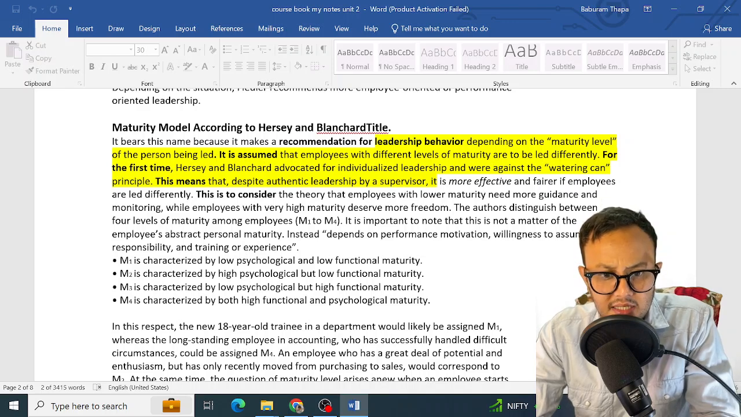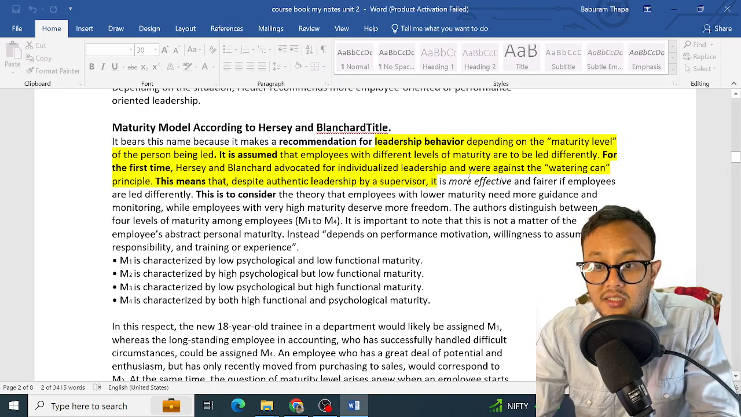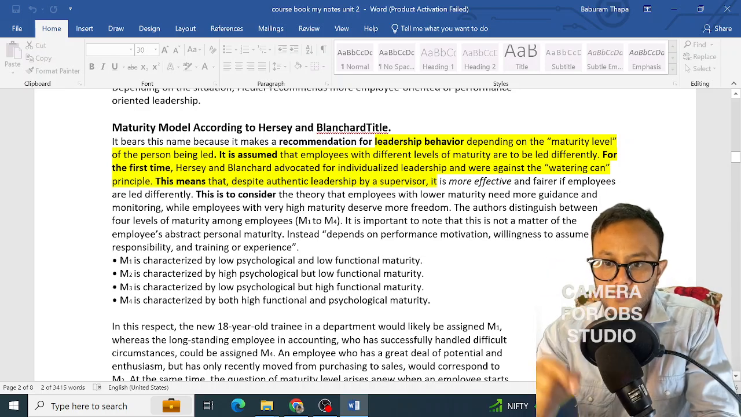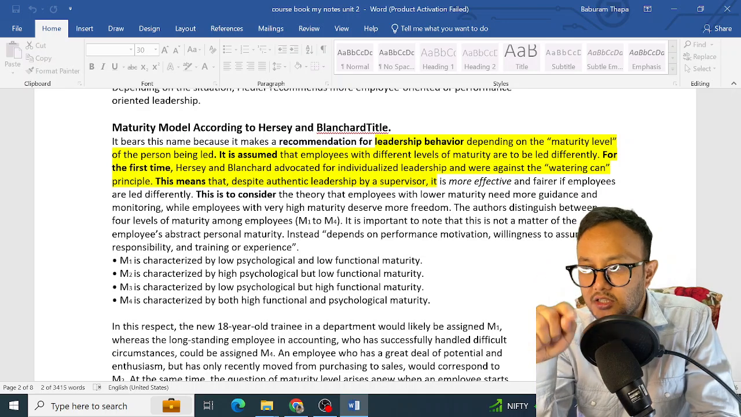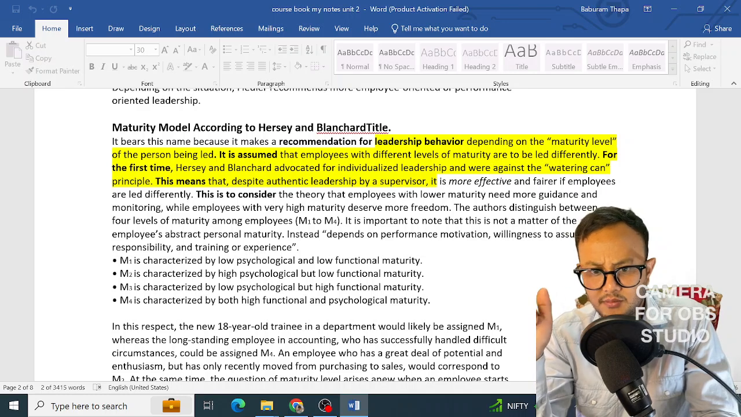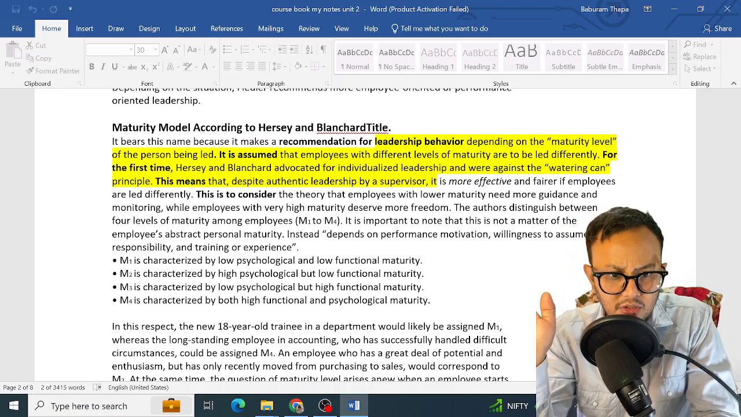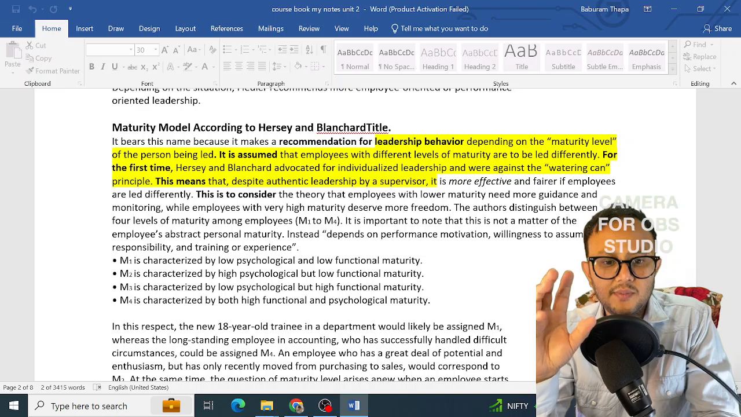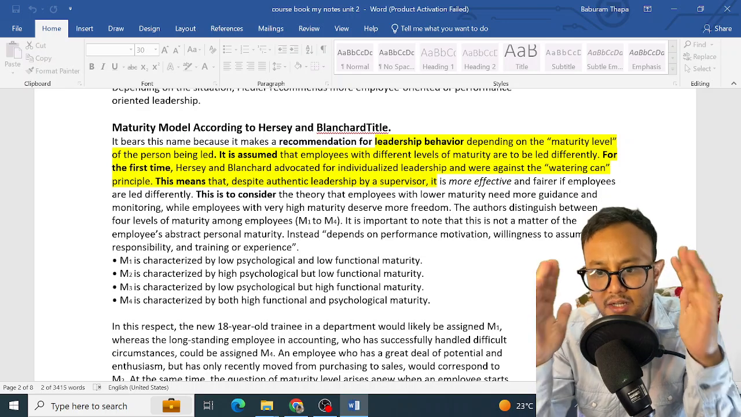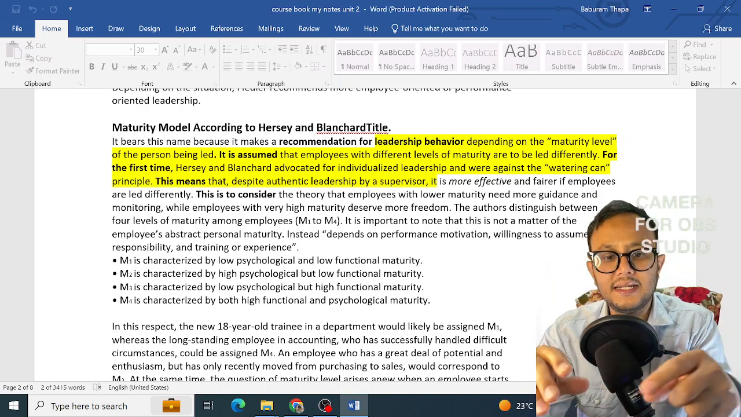For the first time, Hersey and Blanchard advocated for individualized leadership. They advocated for individualized, personalized, customized leadership and were against the watering can principle. Whoever is more agitated, more aggressive, you can focus the watering can on him, right? This is called the watering can approach or watering can principle. This means that despite authentic leadership by a supervisor, it is more effective and fairer if employees are led differently.